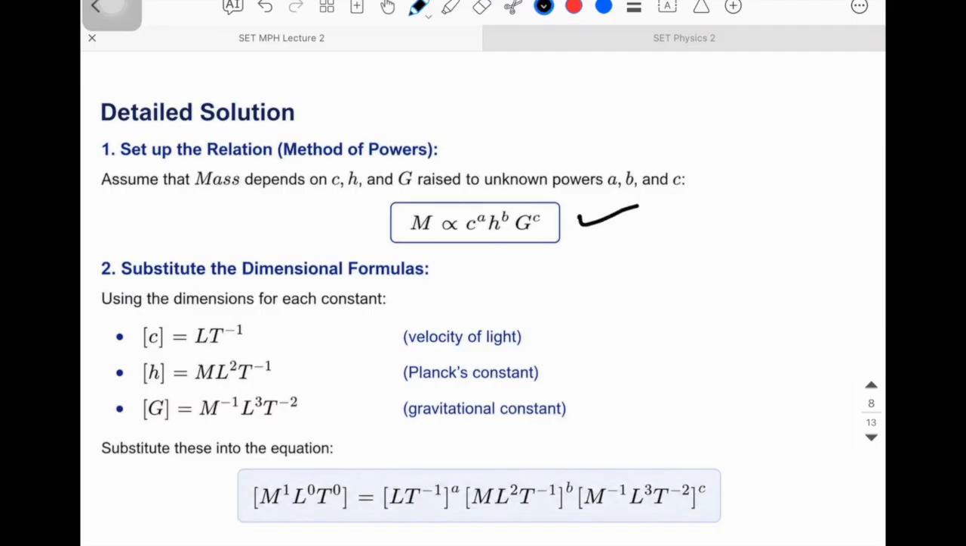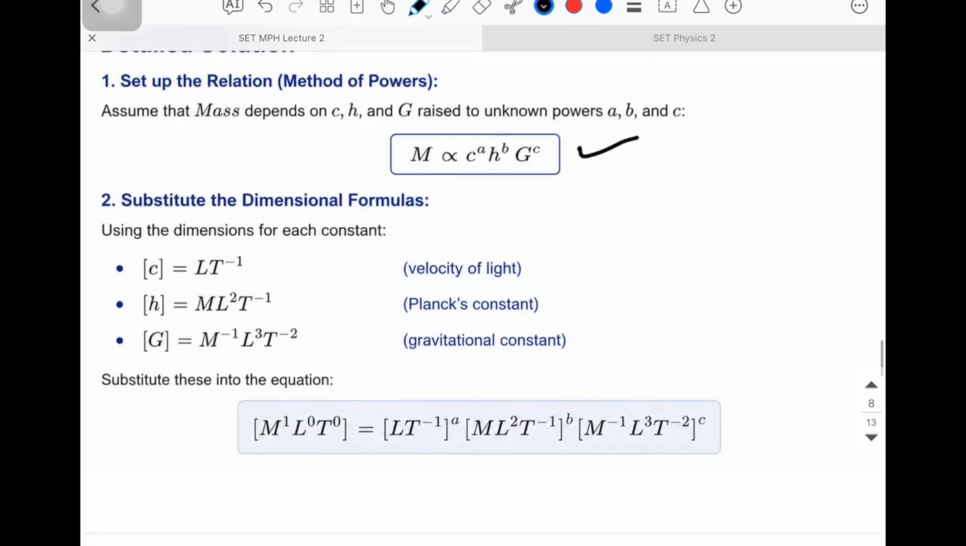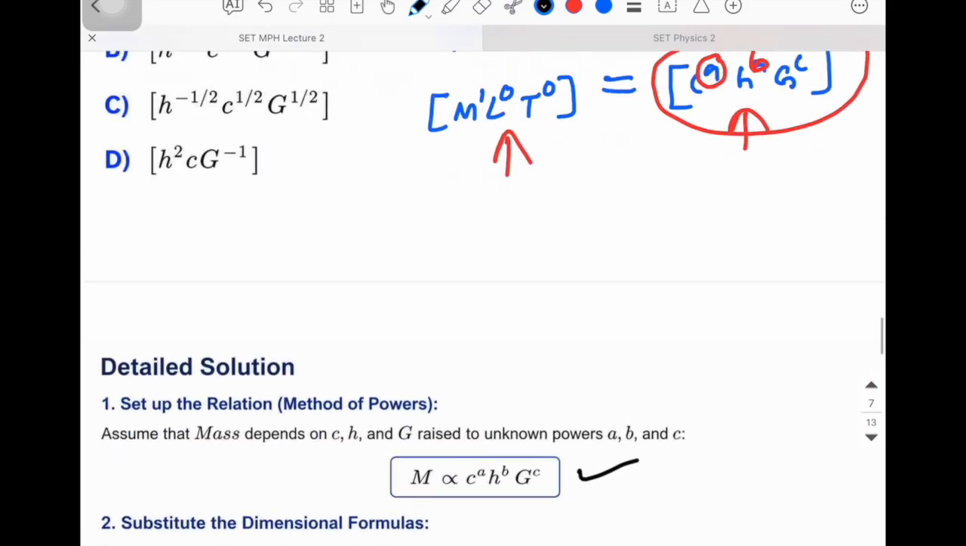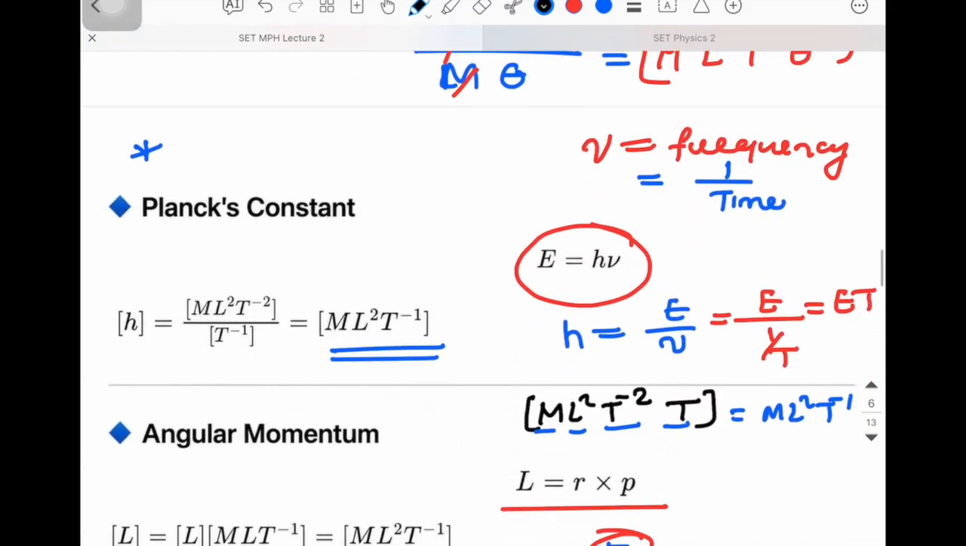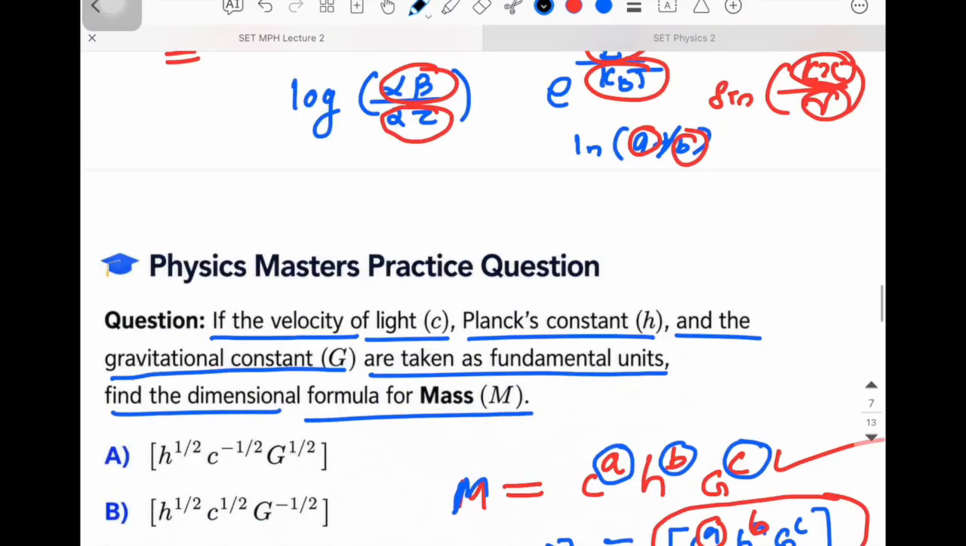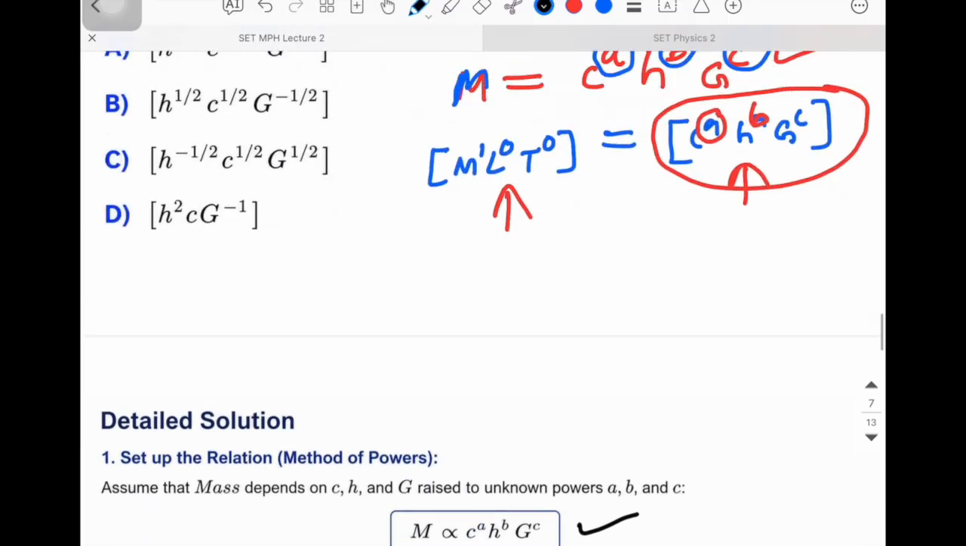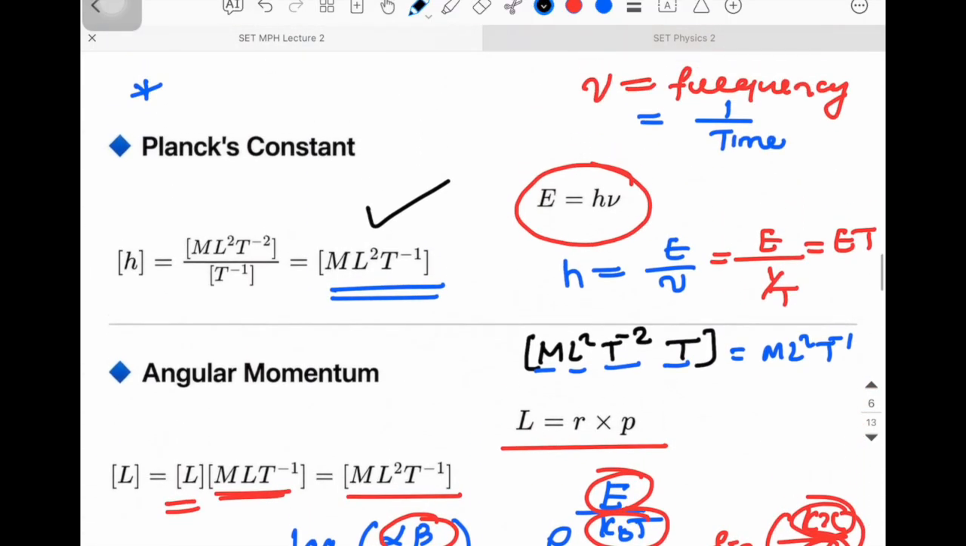So we can write m is proportional to c power a, h power b, and g power c. Where c is the velocity of light, and its dimension is l into t power minus 1. And h is Planck's constant, which we have already derived, ml square t power minus 1. And g is the gravitational constant, m power minus 1, l cube t power minus 2.